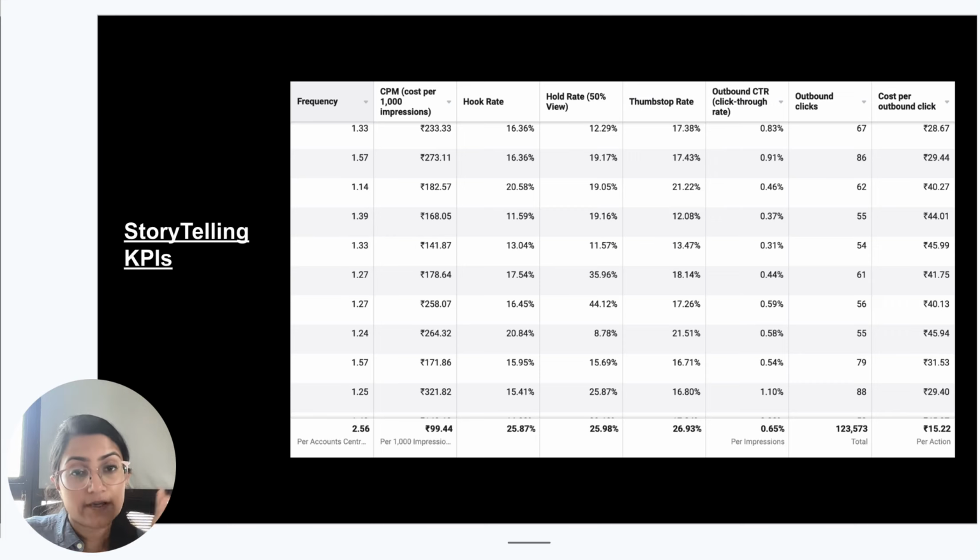And suppose I see that my hold rate is also below my account average, then that means, of the people who are getting hooked, how long are you able to hold their attention? So identifying the creatives which have a lower hook but a better hold rate, at that point I'll see if I can just tweak my hook, because my hold rate is already good. So when I plan the next iterations of the creatives, my action point will be that for this creative I need to work on a better hook.